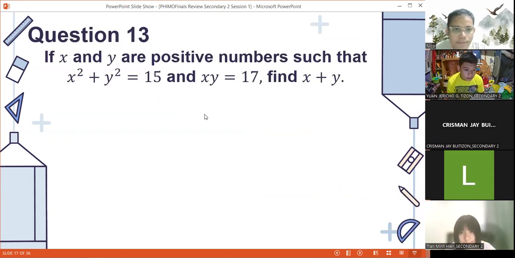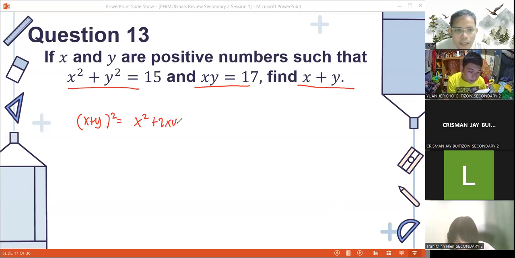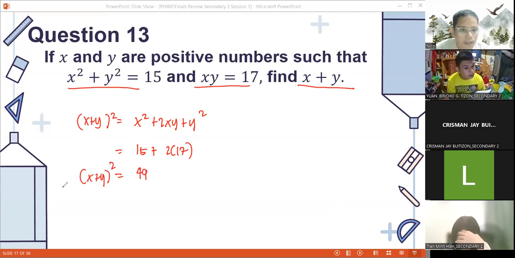Let's have number 13. Okay, number 13. If x and y are positive integers, find x plus y. So if you notice, you already have this, you already have this, you need to solve this, right? So x plus y, you square it, that is x squared plus 2xy plus y squared, right? x squared plus y squared is 15, 2xy is 2 times 17. So this is equal to 15 plus 34, that's 49, and that is x plus y squared. So, get the square root, the x plus y value is equal to 7.